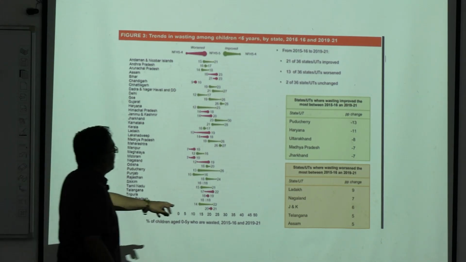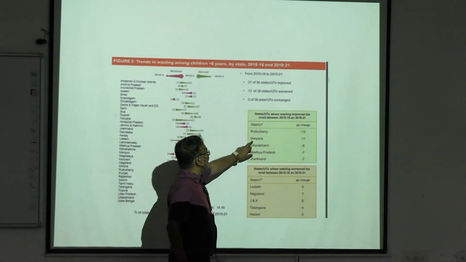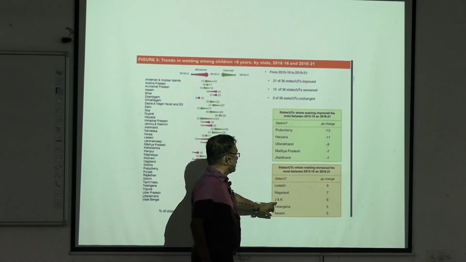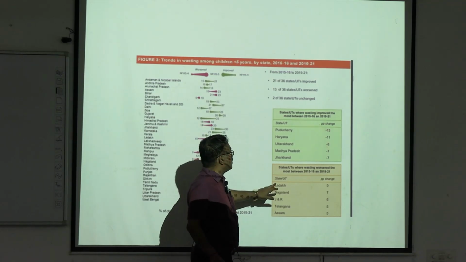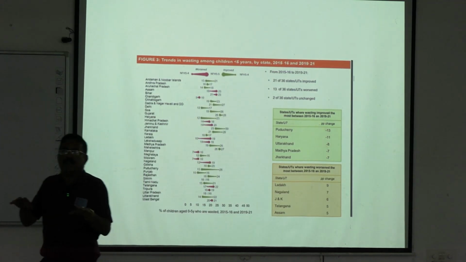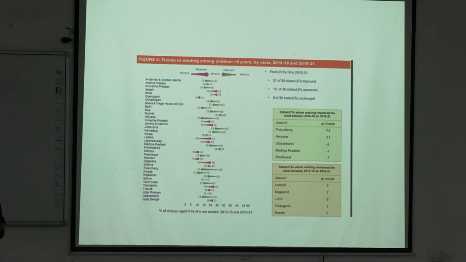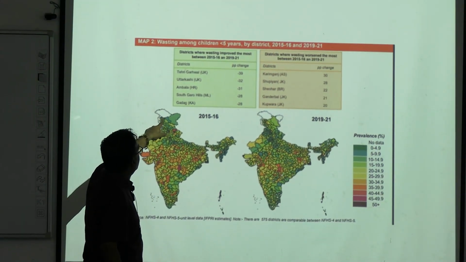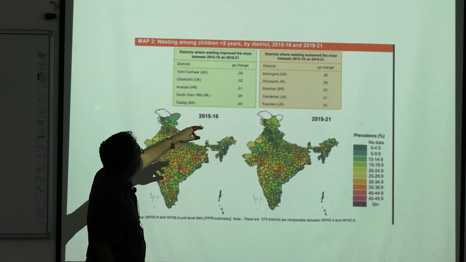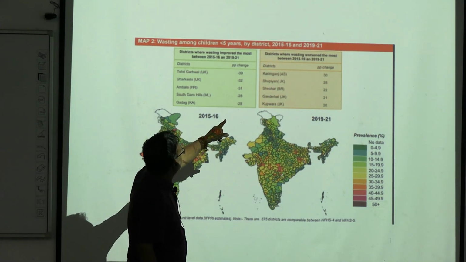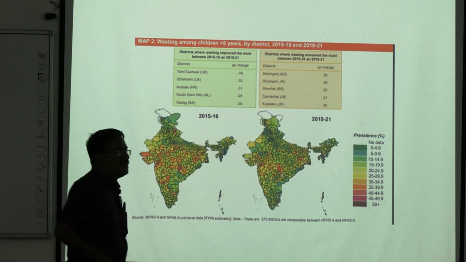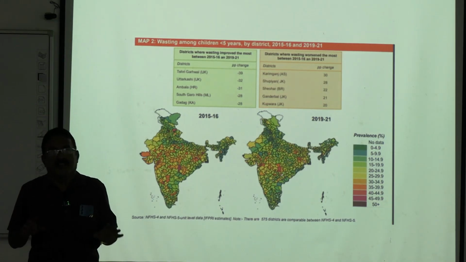Again, wasting. Wasting is improved in Pondicherry, Haryana, Uttarakhand, Madhya Pradesh and Jharkhand. But again Ladakh, Nagaland, Jammu and Kashmir, Telangana and Assam, it has become worse. So there is no uniformity in this. Some places they have increased, some states they have decreased. Next. So again, if you look at wasting, it is improved in Tehri Garhwal in Uttarakhand, Uttarkashi, Ambala, South Garo Hills and Gadag in Karnataka. But here in Assam, Karimganj, Shopian, Jammu and Kashmir, Sheohar, Bihar, Ganderbal again, Jammu and Kashmir, Kupwara. These districts it has worsened. So wasting has worsened in these districts.